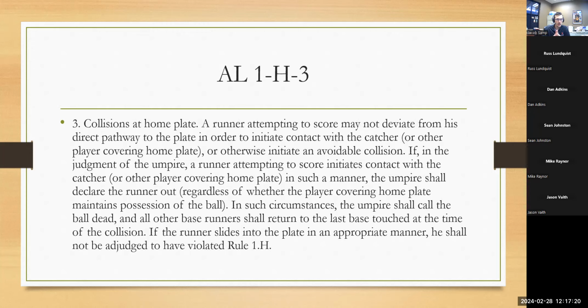Legal slide is not a violation. And remember, generally a legal slide is defined as feet, a foot, hip, buttock on the ground, and the other foot not above the fielder's knee as they naturally stand. And then a head first slide is physically on the ground.